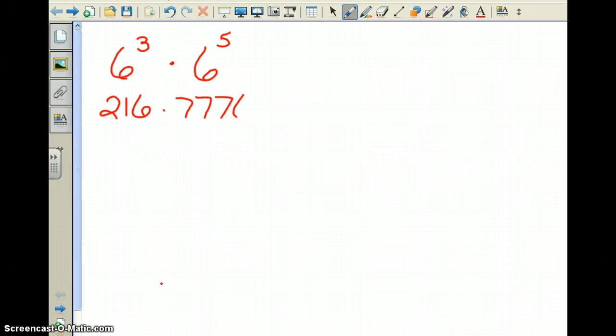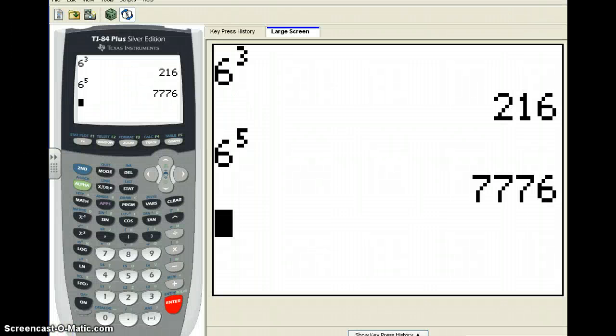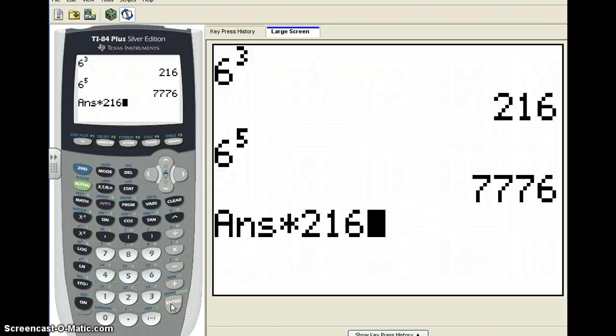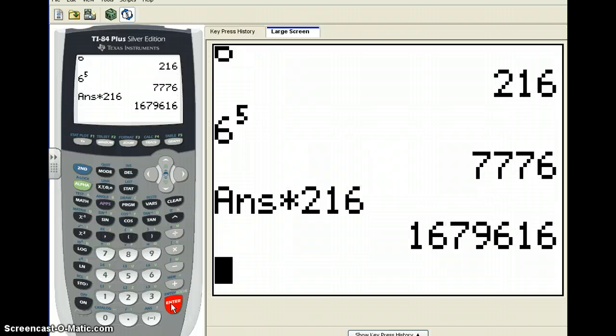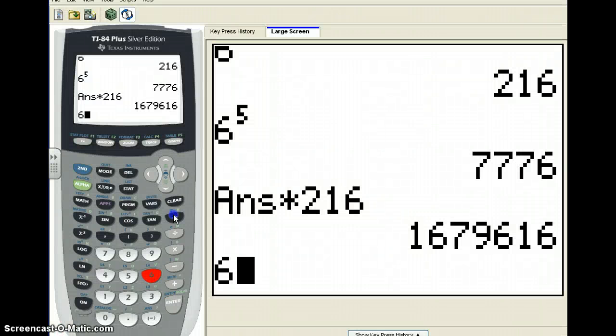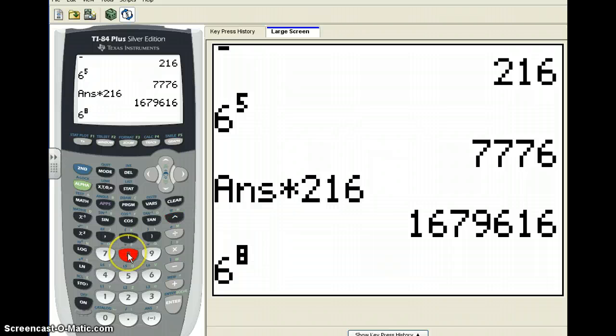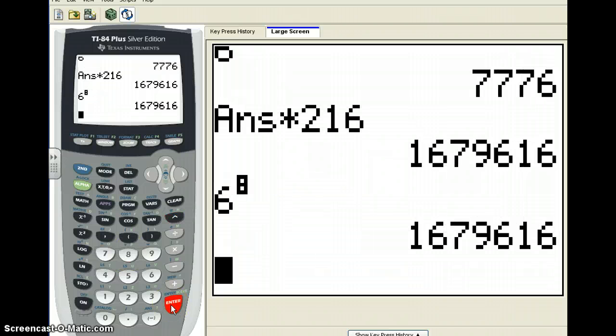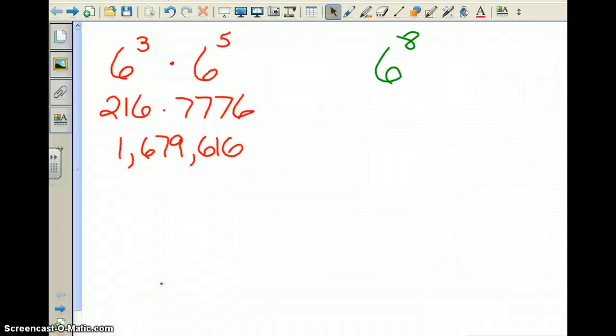And now when we multiply 216 by 7,776, we will get 1,679,616. Evaluate 6 to the 8th power. And look at that, the exact same answer.